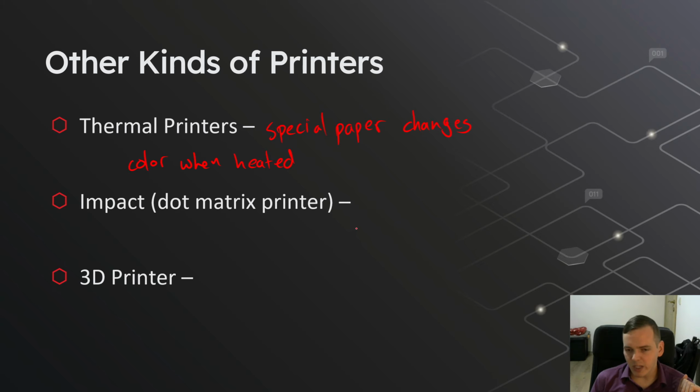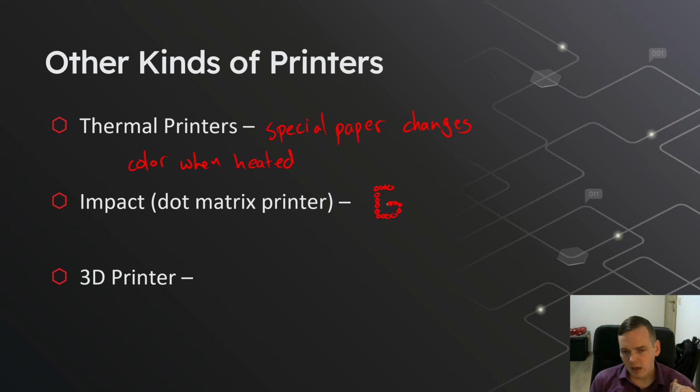Impact or dot matrix printers. This is like the really old printers you can imagine where they would make lots of noise and you'd hear them go clack, clack, clack, clack, clack as they print it out. And if you looked closely, you'd see basically a bunch of dots making up your letters. So if you had a B, it would be something like this.